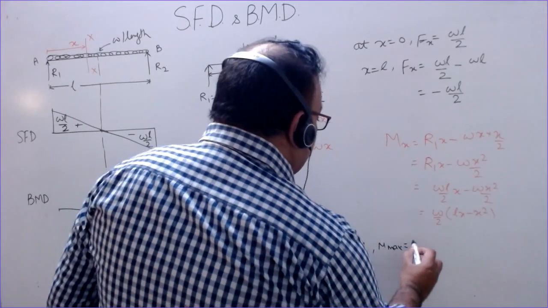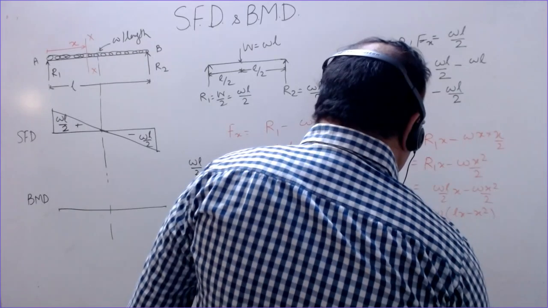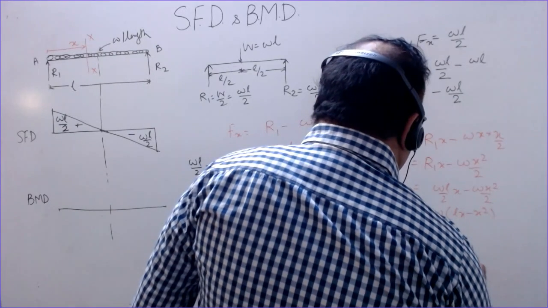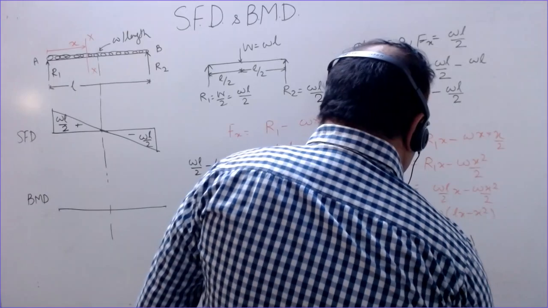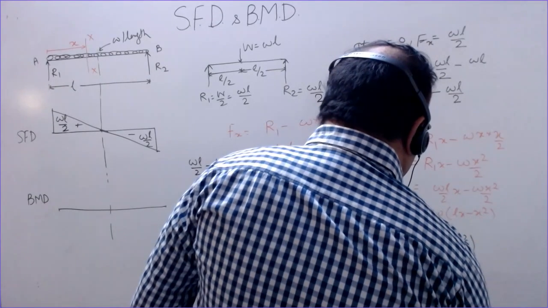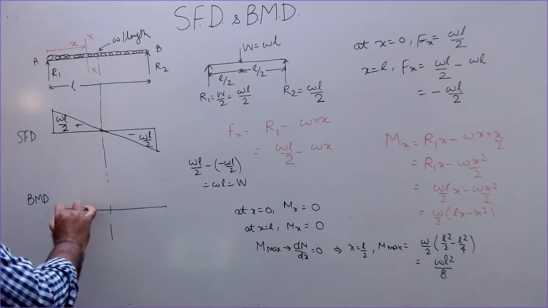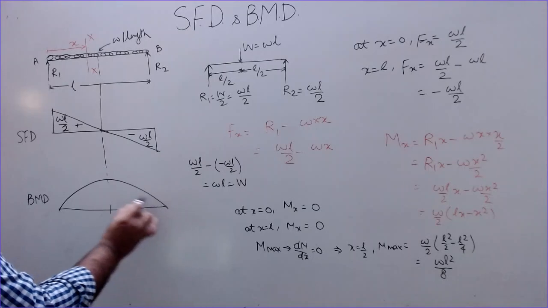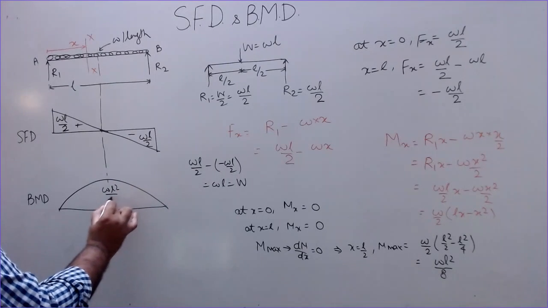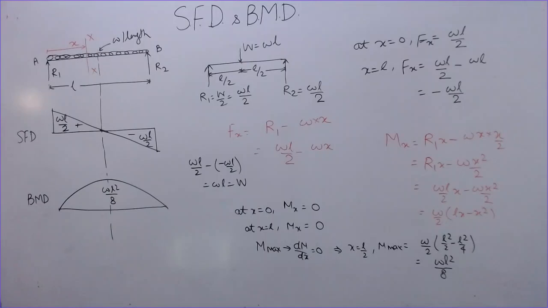So M maximum is w by 2 into (L square by 2 minus L square by 4). So wL square divided by 8. So the diagram is like this. wL square divided by 8 is the maximum bending moment. So this is how we can draw the shear force and the bending moment diagram for this beam having a uniformly distributed load over the span.